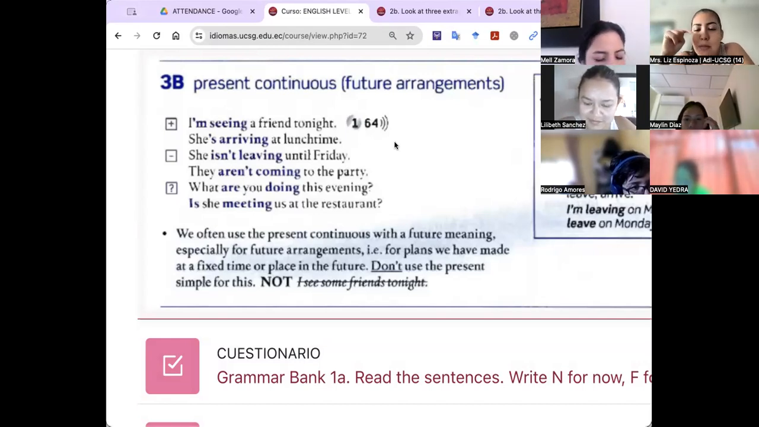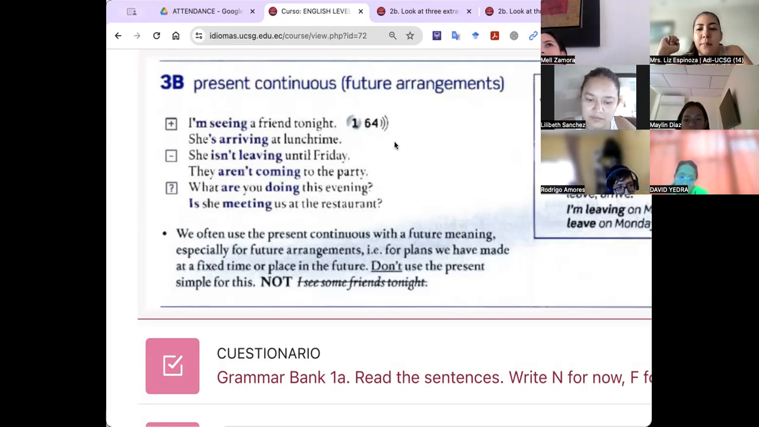Remember, right now we're using present continuous for future arrangements. For example, one arrangement is that this person is going to have a meeting with a friend tonight. So that's why it's a really close future, right? It's not a future of next year, but it's a future of tonight.